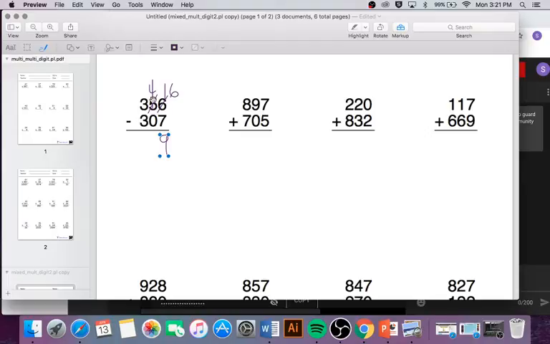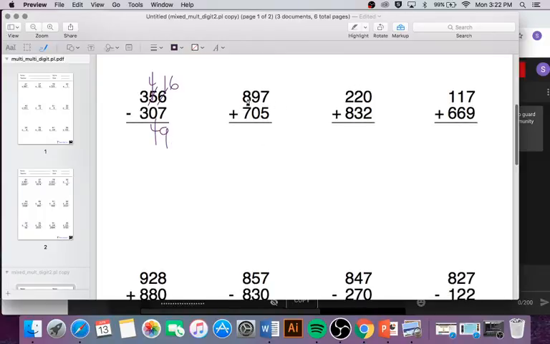We move over to our tens column. We have 4 minus 0, which is 4. We move over. We have 3 minus 3, which is 0. So our answer to 356 minus 307 is 49.